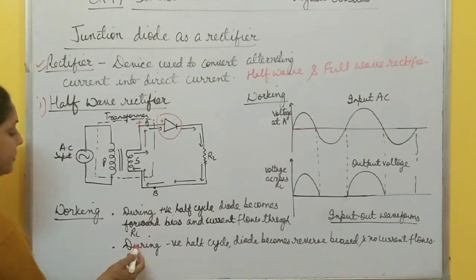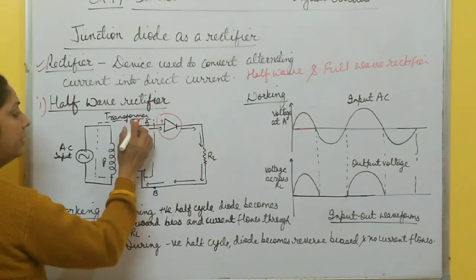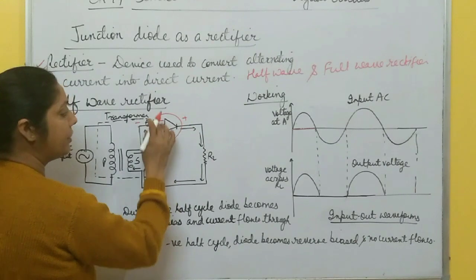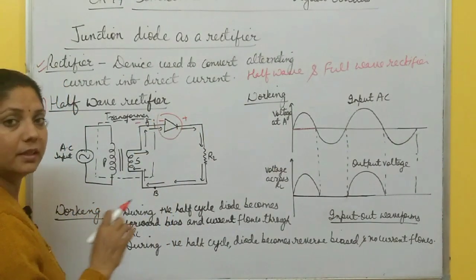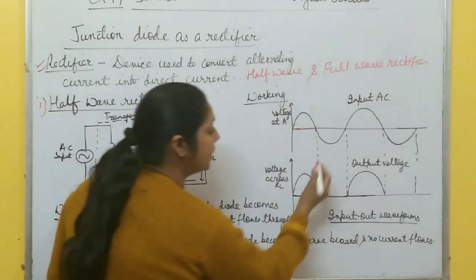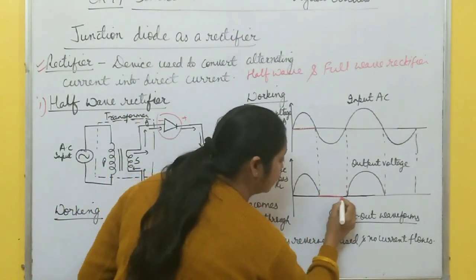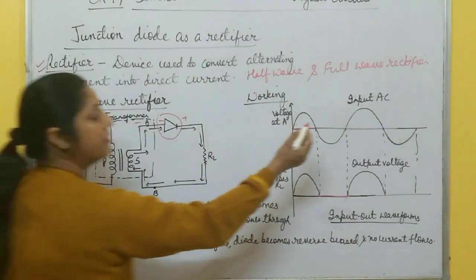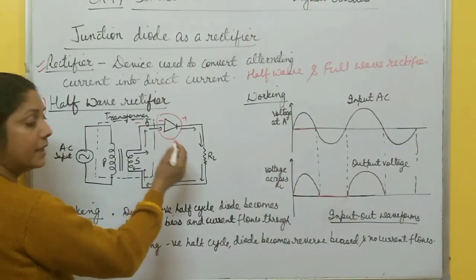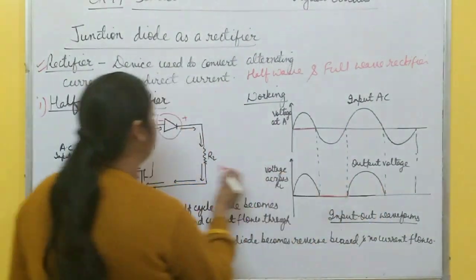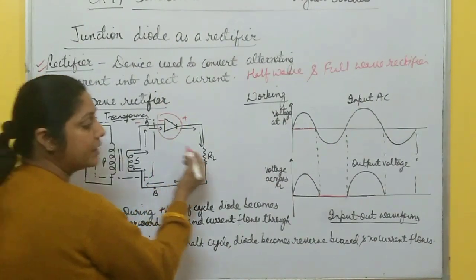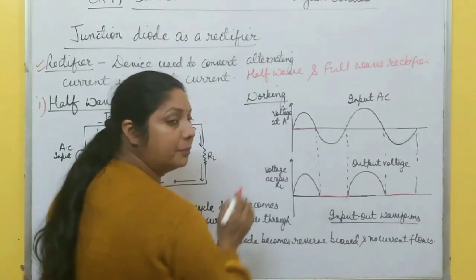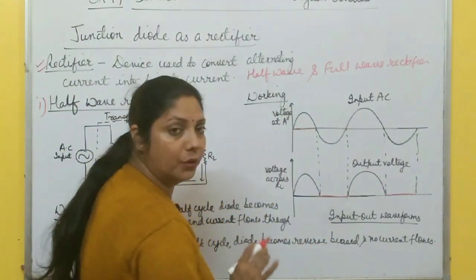Now during the negative half cycle, what happens? During the negative half cycle, the end A becomes negative. If this end becomes negative, the other side becomes positive, which means the diode is in reverse bias. It offers very high resistance, so no current flows through the load resistance during the negative half cycle. Again, in the next positive half cycle, the diode is forward biased and current flows through, and you get an output. Again in the next negative half cycle, it is reverse biased and no current flows through the load resistance. In this way, you get output only during the positive half cycle. During the negative half cycle, there is no output.